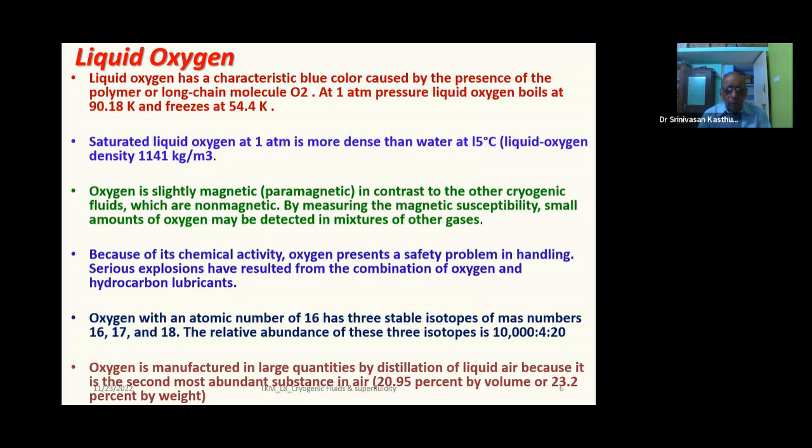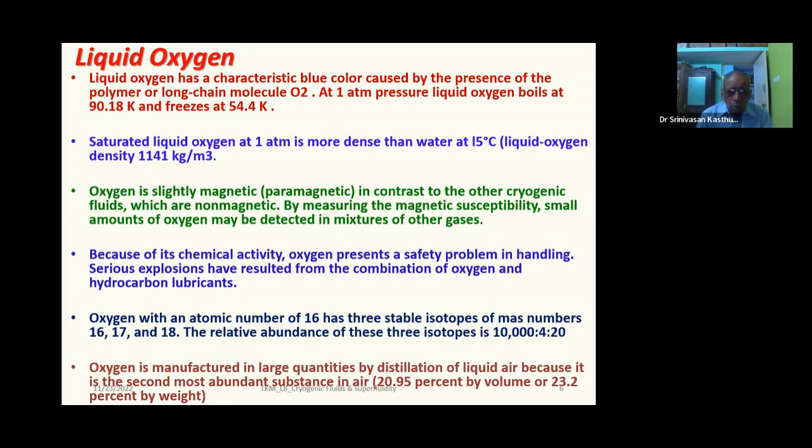Let's come to oxygen. Liquid oxygen has a characteristic light blue color. It is caused by the presence of the polymer, a long chain molecule of oxygen. At 1 atmospheric pressure, liquid oxygen boils at 90.18 Kelvin. It has a freezing point of 54.4 Kelvin. So obviously, the liquid zone is larger in the case of oxygen, from 90.18 Kelvin to 54.4 Kelvin, where it freezes and becomes solid oxygen.